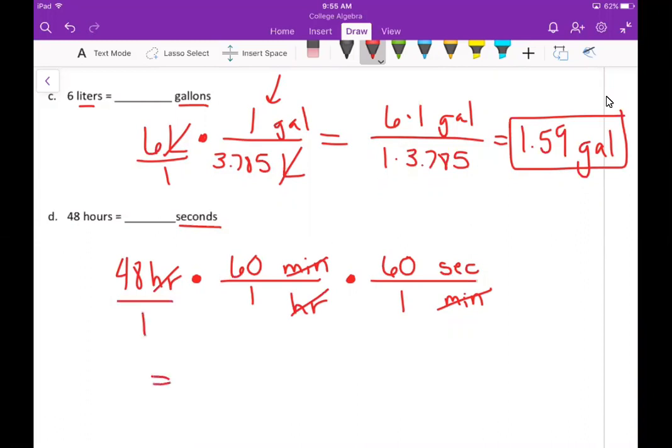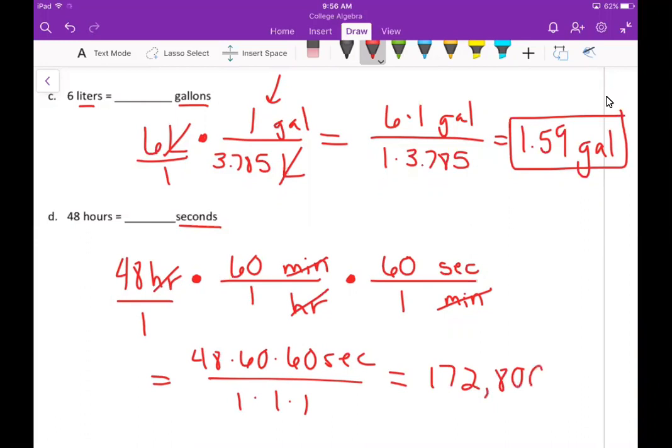Now, when I multiply through, I have 48 times 60 times 60 seconds over 1 times 1 times 1. So I need to take 48 times 60 times 60, and when I do that, I should get 172,800 seconds. And this you could do for a long time. It's kind of like putting puzzle pieces together. You might need 3 conversion factors or 4 conversion factors to get to your final answer. You might need to use a few different steps along the way, but that's all right. And what's very useful is to use setups like this so you can keep track of the information as you go. Otherwise, it gets very confusing very fast.